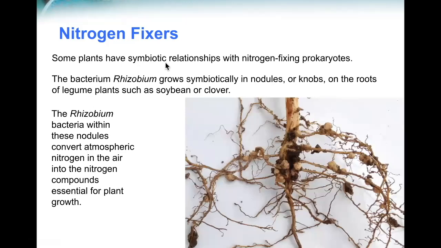Some plants have symbiotic relationships with nitrogen-fixing prokaryotes. The bacterium Rhizobium grows symbiotically in nodules or knobs on the roots of legume plants such as soybean or clover. The Rhizobium bacteria within these nodules convert atmospheric nitrogen in the air into nitrogen compounds essential for plant growth.